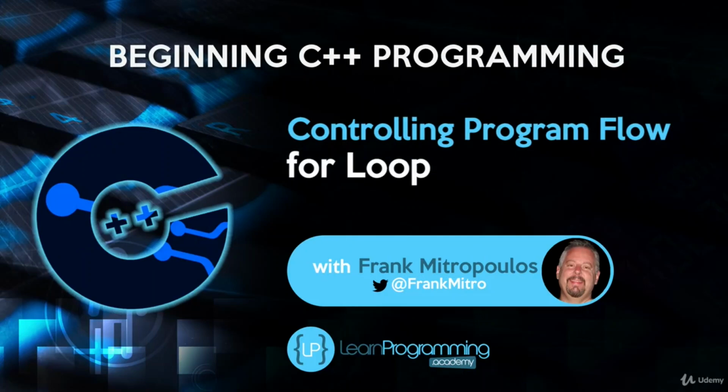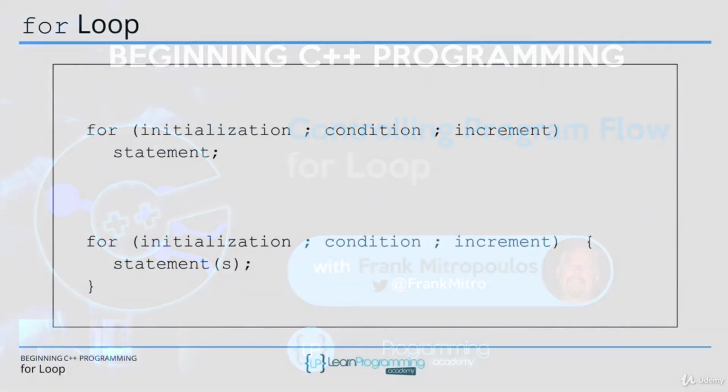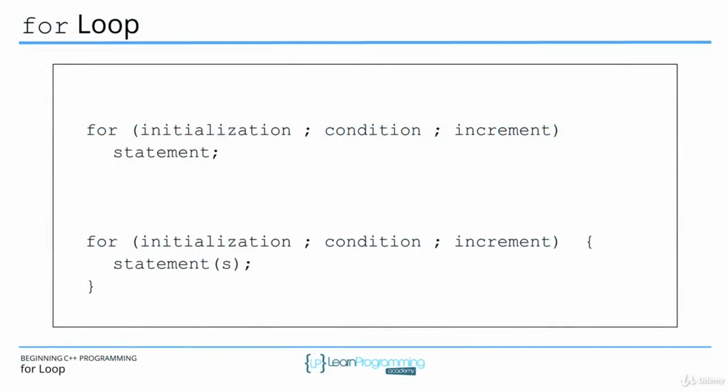In this video, we'll learn about the C++ for loop and a few of its variations. The for loop consists of the for keyword followed by three expressions in parentheses. Each of these expressions is separated by semicolon. The semicolons are required, but the expressions are all optional. We'll see more about this later.